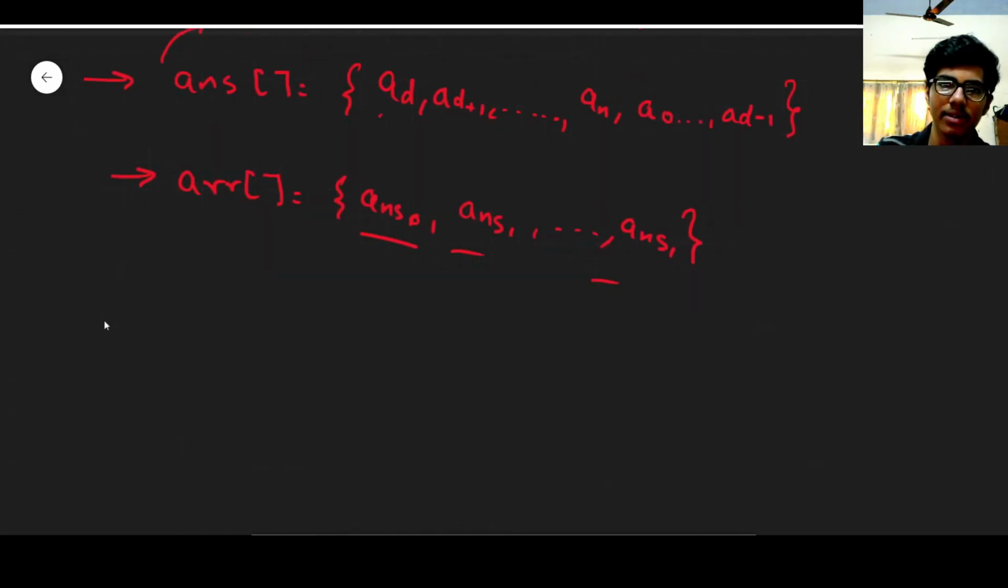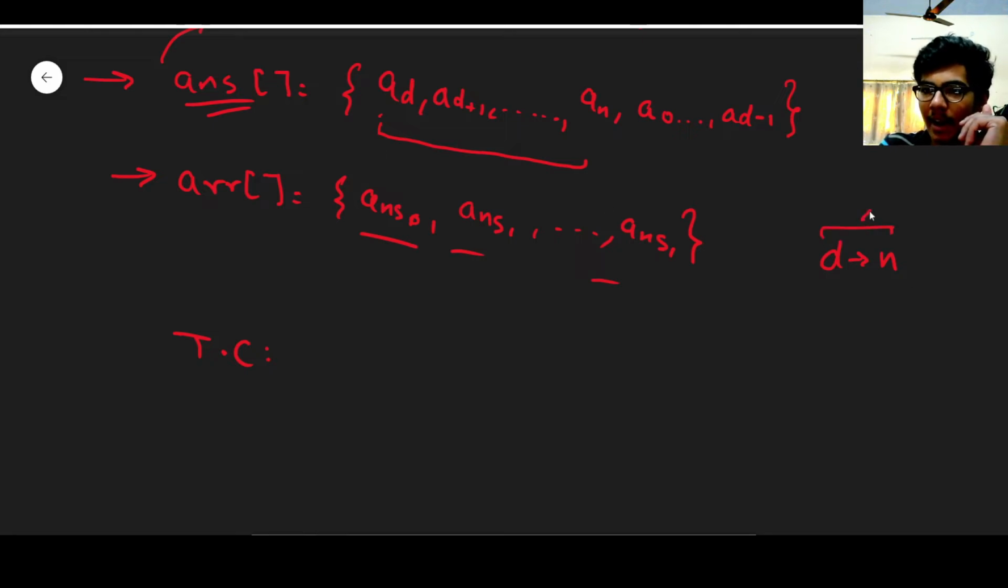So let me calculate the time complexity for this. What I am doing is taking AD to An. So there is a loop from d to n, and I will be taking all the elements from d to n in array A and converting them into the answer. So the time complexity for that should be O(n minus d), n minus d.